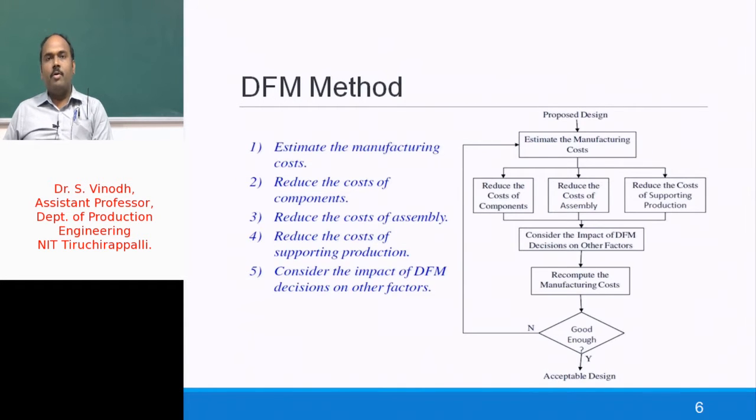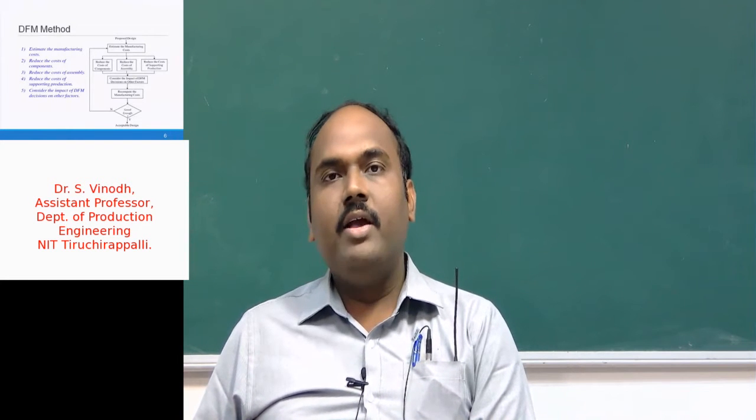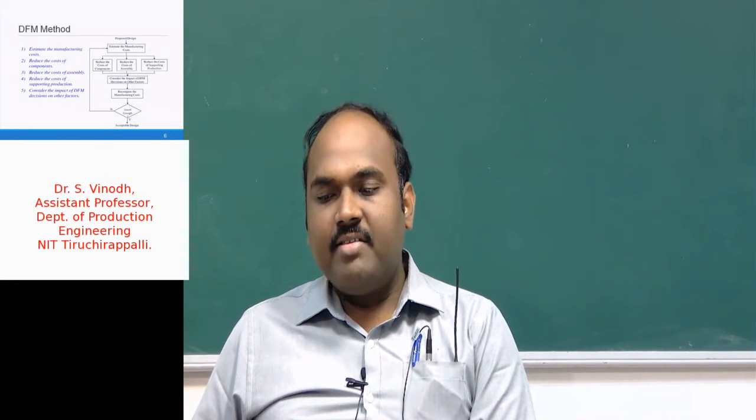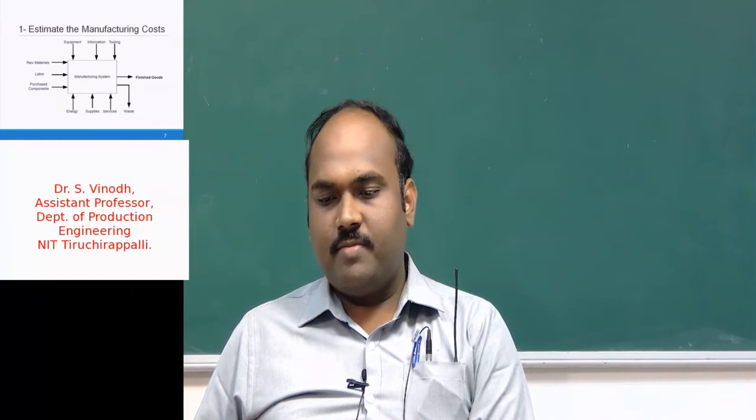So, when we look at the overall scheme of DFM, it starts with a proposed design for which the manufacturing costs need to be estimated, followed by reducing the cost of components, reducing the cost of assembly, reducing the cost of supporting elements of production, then considering the impact of DFM on other factors, then recomputing the manufacturing cost. On recomputation, if it is found to be good enough, we go for accepting the design. Otherwise, the process needs to be iterated and further proceeded in subsequent steps.